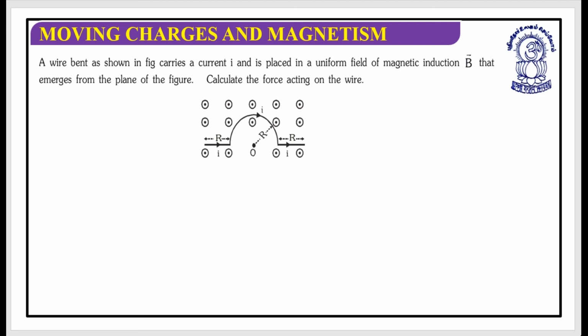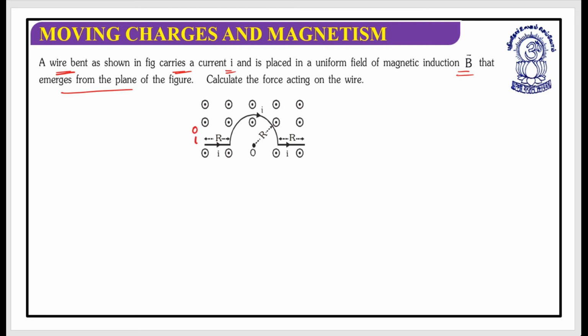It says that a wire is bent as shown in the figure, carries a current I, and has been placed in a uniform magnetic field of magnetic induction B that emerges from the plane of the figure. It is moving outside, perpendicular to the plane. Calculate the force acting on the wire. How should I do this?